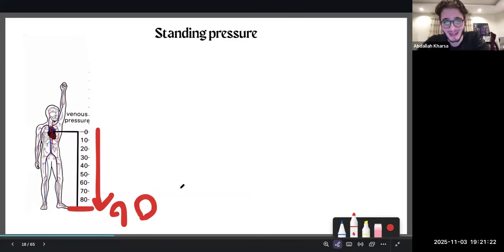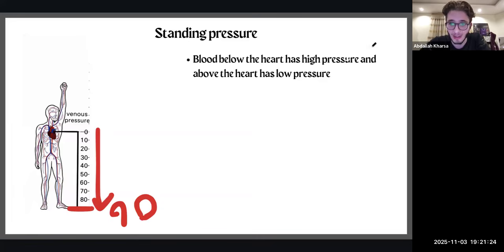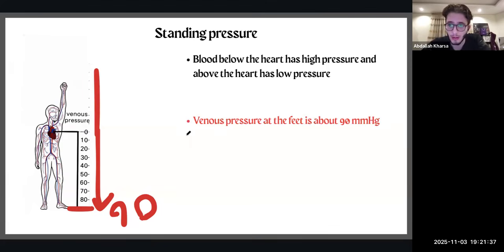Blood below the heart has high pressure. Above the heart, it has low pressure. This isn't shown in the diagram, but in this man's arm, the venous pressure would be like negative 50 or something. So we said venous pressure at the feet is about 90. I have this in red because your doctor has it in red, and it seemed pretty important. But he might want you to memorize it. In general, they don't ask you about these type of numbers. I want you to understand.